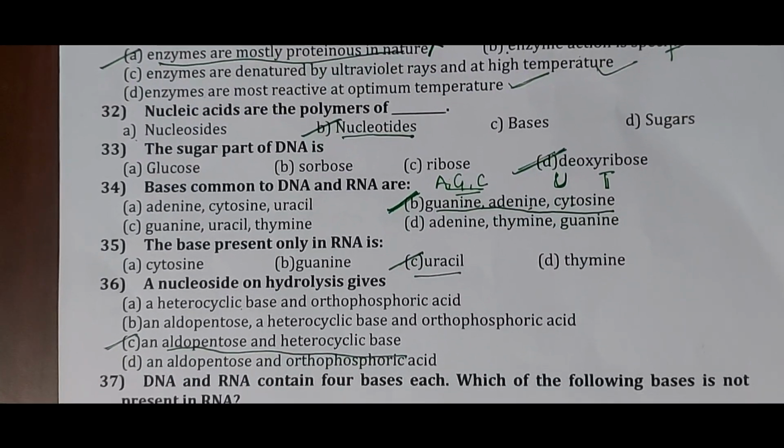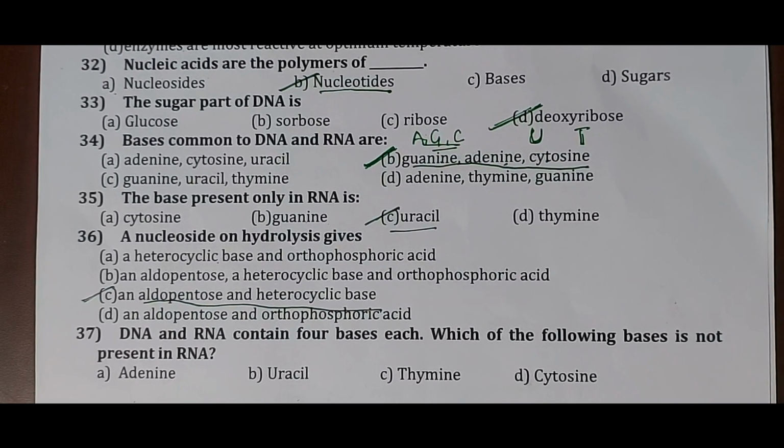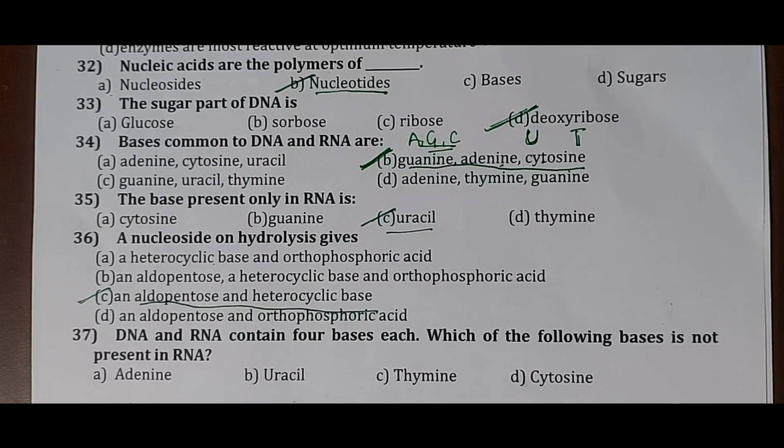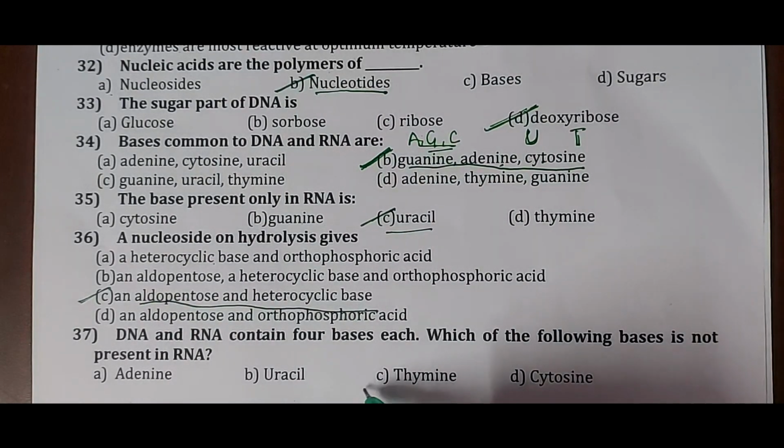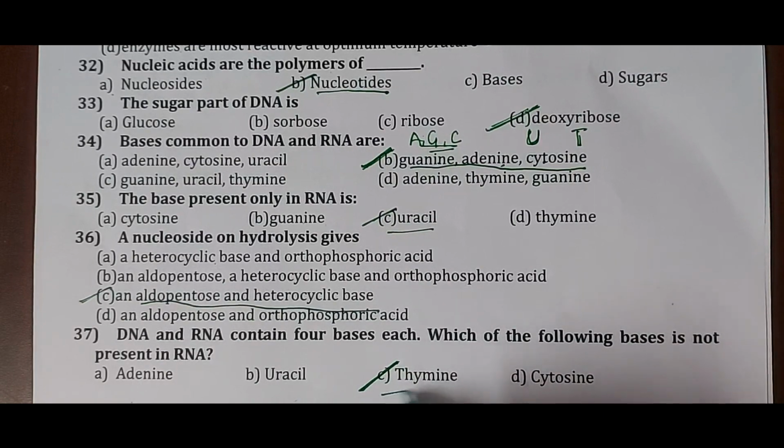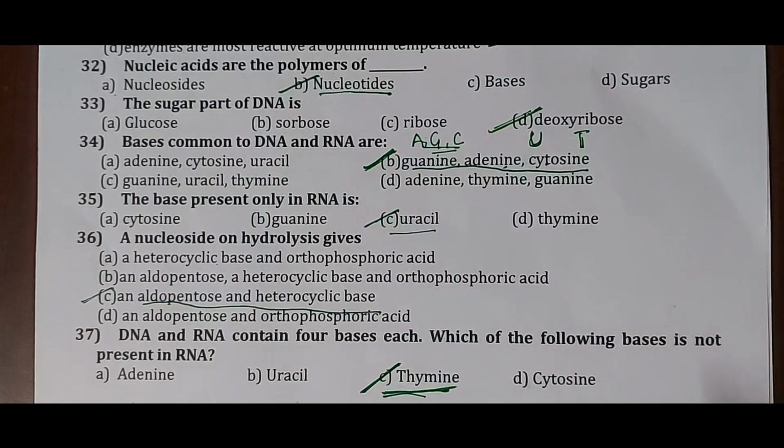Next, we'll go with question number 37. DNA and RNA contain 4 bases each. Which of the following bases is not present in RNA? So adenine is present in RNA, uracil is present in RNA, thymine is present only in DNA but not in RNA. Hence the correct answer is option C, thymine. Cytosine is present in RNA.